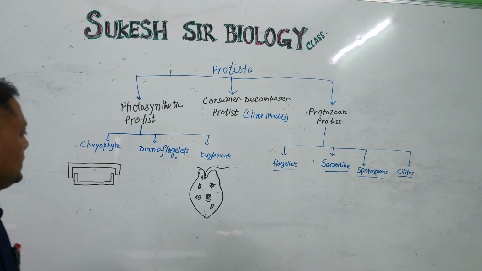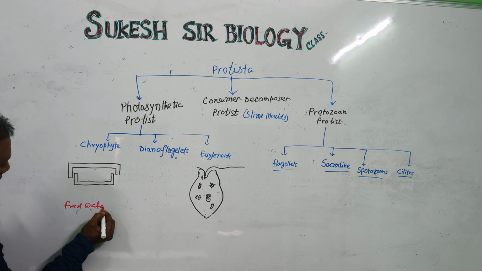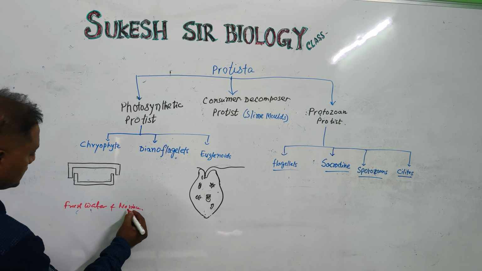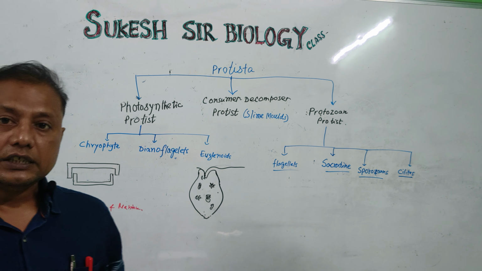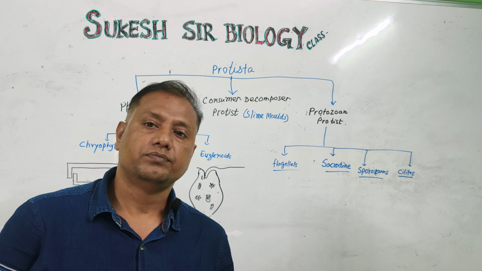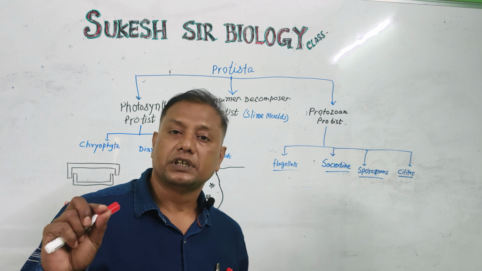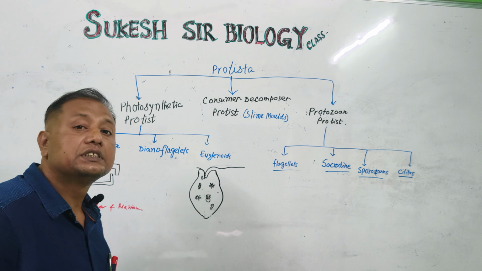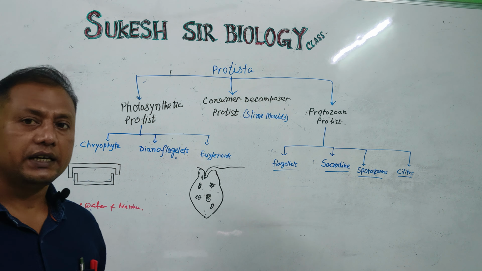So chrysophytes are found in freshwater and marine water both. Chrysophytes are the chief producers of oceans. So chrysophytes are the chief producers of the ocean. Questions come on this sentence: which is the chief producer of oceans? You have to say chrysophytes or diatoms.